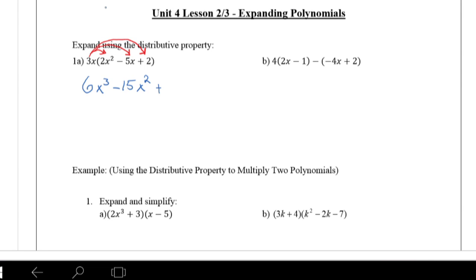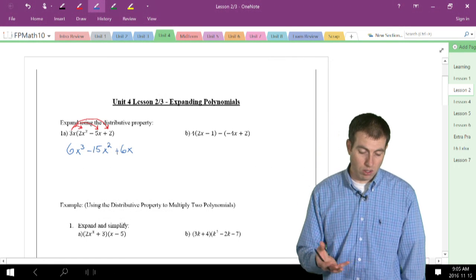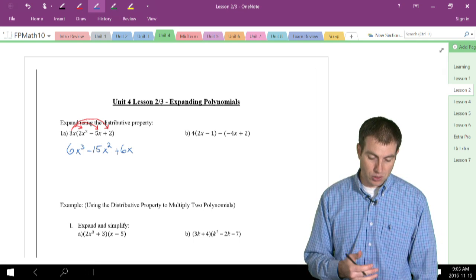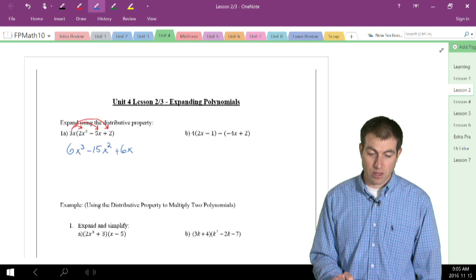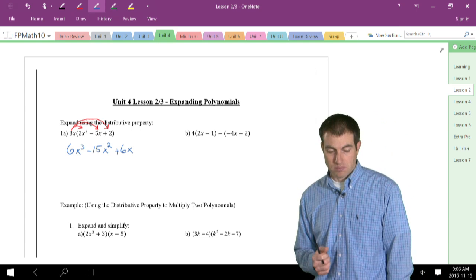3x times 2 is going to give me 6x. So I've multiplied the 3x through everything inside of the brackets. And once I get to this point, I can combine any like terms I have. In this particular example, I don't have any like terms. So they're all different exponents, different degrees. So I have x cubed, x squared, and x. So I can't really do anything beyond that. So that kind of is it.